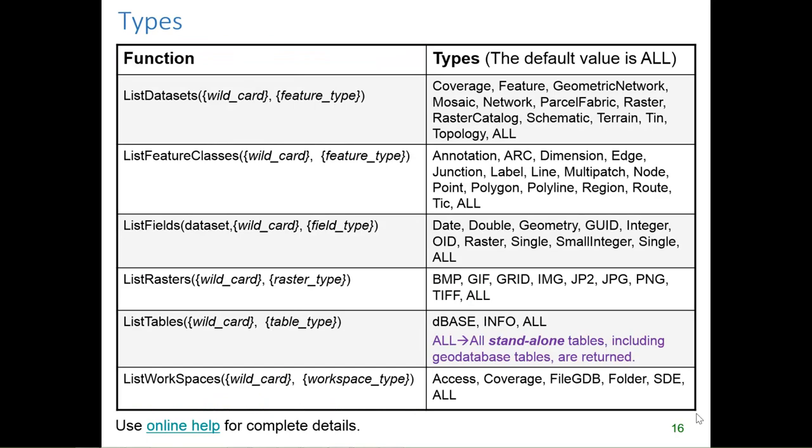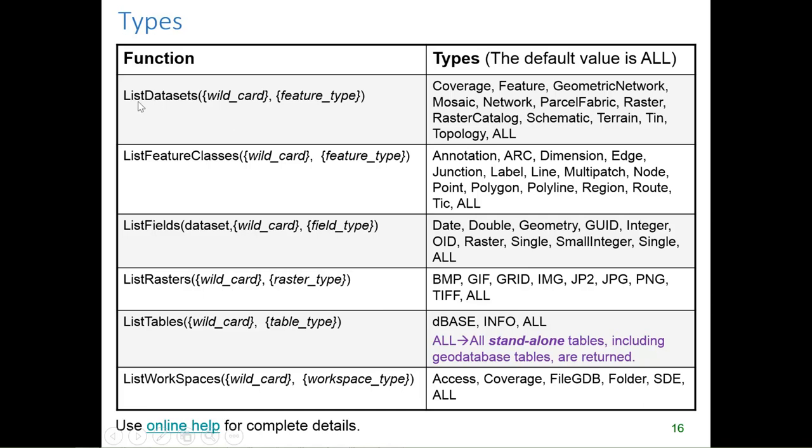The list feature classes has the polygon option, as we saw on the last slide. And in fact, all of the list methods, the enumeration methods in this table, have a wildcard capability and a type capability. Type varies depending on the type of data we're talking about. The default value for the type is all. So if you don't specify a type of data set, it will list all of them. You can get these lists from the online help.